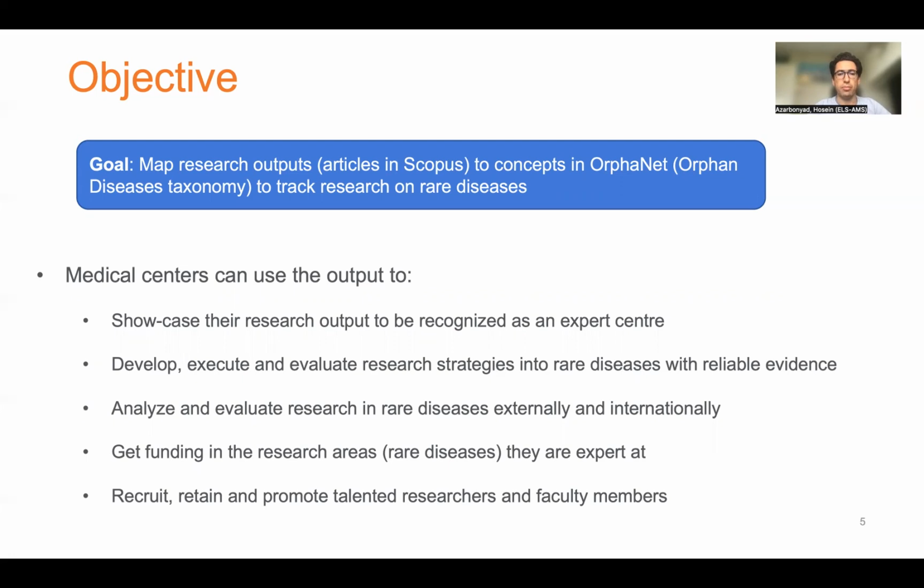Apart from the application I just explained, medical centers can also use this output, for example, to showcase their research output to be recognized as an expert center on particular rare diseases they are working on, or to get funding in research areas or rare diseases they are expert at, or they can use this output to recruit, retain, and promote talented researchers and faculty members.